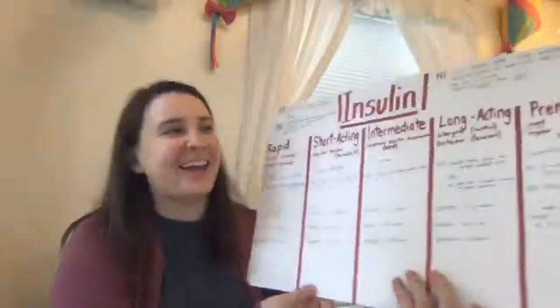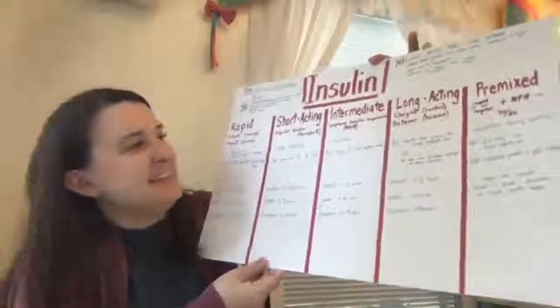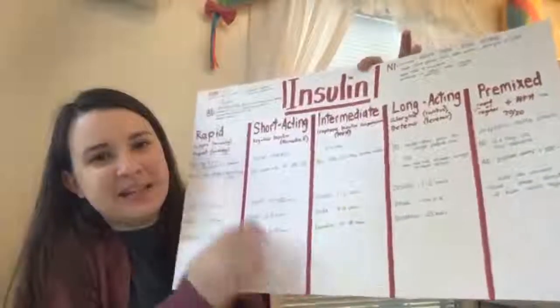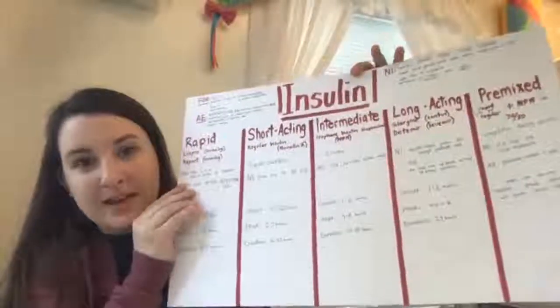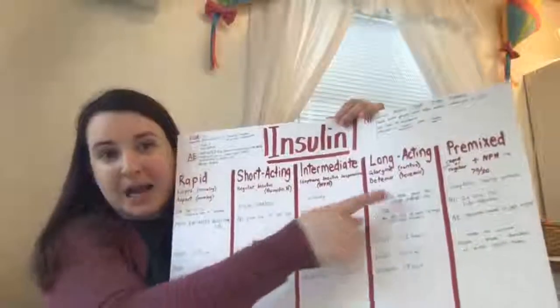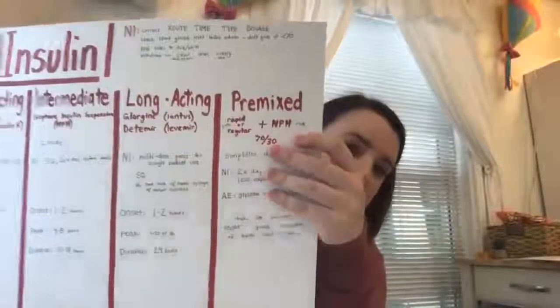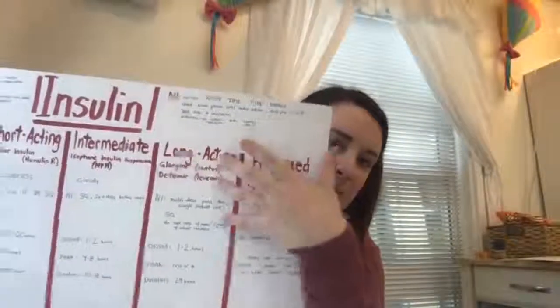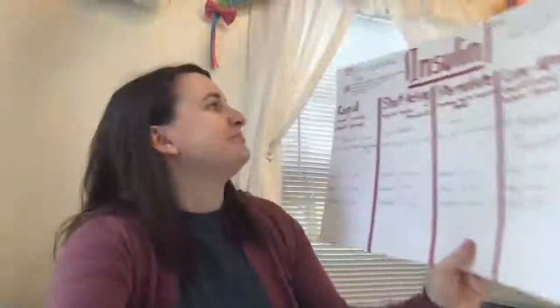Oh, it is working. Okay, so now we're going to be talking about insulin. There are several different types of insulin, and we have them organized by the way that they act, whether they are rapid acting, short acting, intermediate acting, long acting, or the special category, which are pre-mixed insulins. Pre-mixed insulins are going to be a combination of one and another. So you'll see that in just a second.